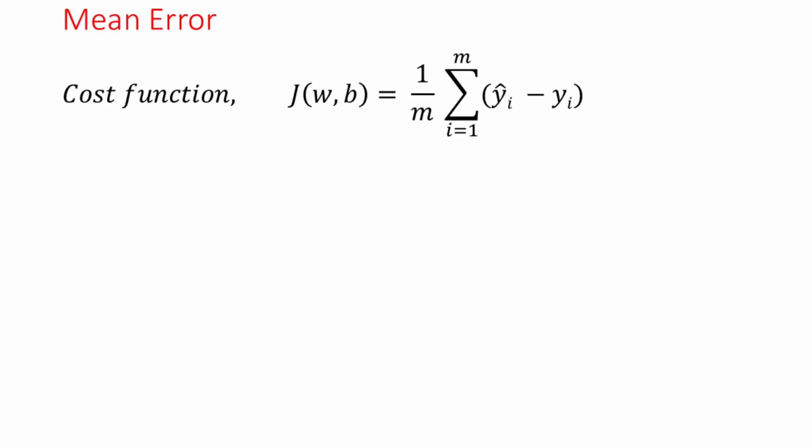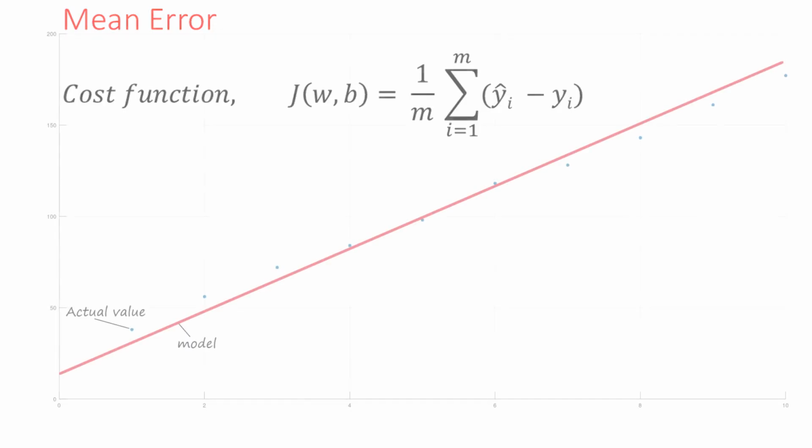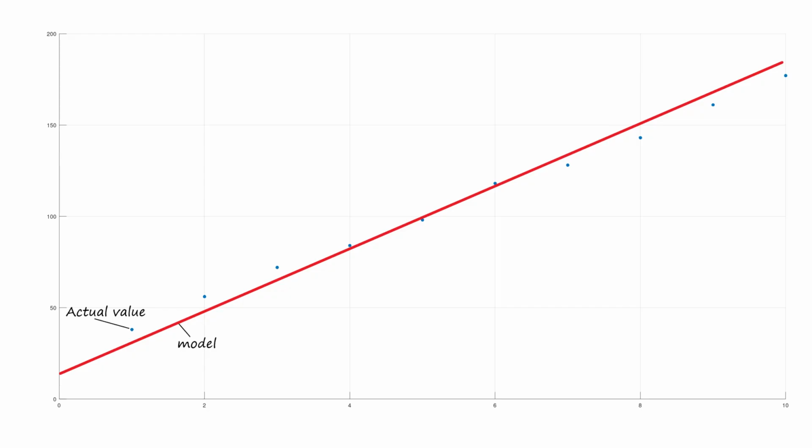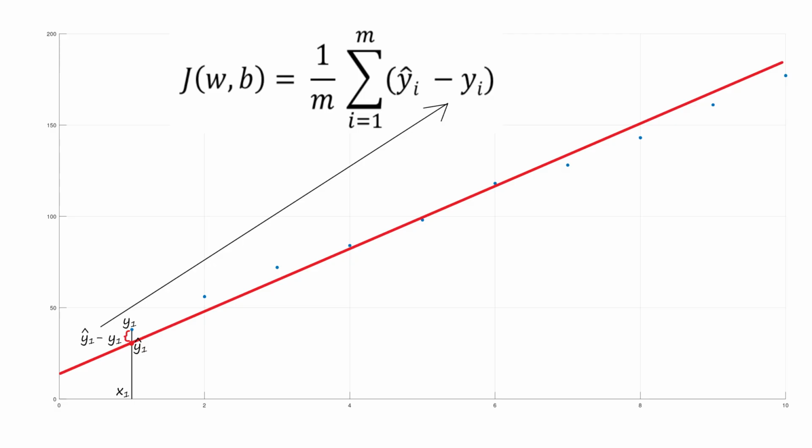Here m is the total number of points. I hope this equation doesn't scare you. It looks horrible, but it is very sweet and kind from the heart. This line is our model. The points are actual data. For data point 1, for a particular value of x, this is the value predicted by the model, and the point is the actual value of y. This difference between them is, say, delta 1. That is what we called y cap minus y in the equation.